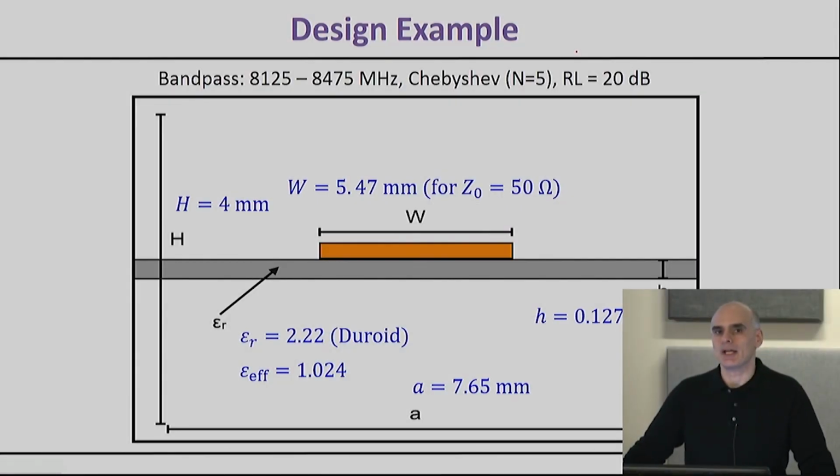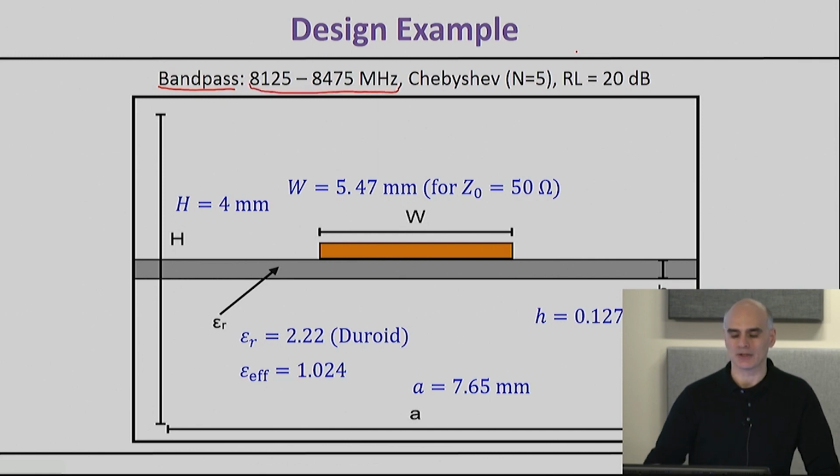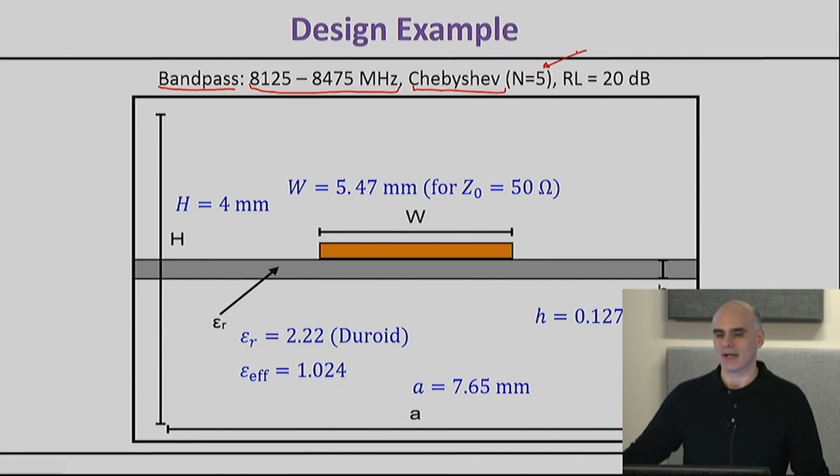So let me go ahead now and give you an explicit step-by-step example of how this process works. We're going to design a bandpass filter between the frequency range that you see here. We're going to choose our Chebyshev approximation, and we're going to choose an nth equal 5 order filter. We'll also define the ripple by requiring that the return loss in the passband never exceeds 20 dBs. The geometry dimensions are also given in this figure.